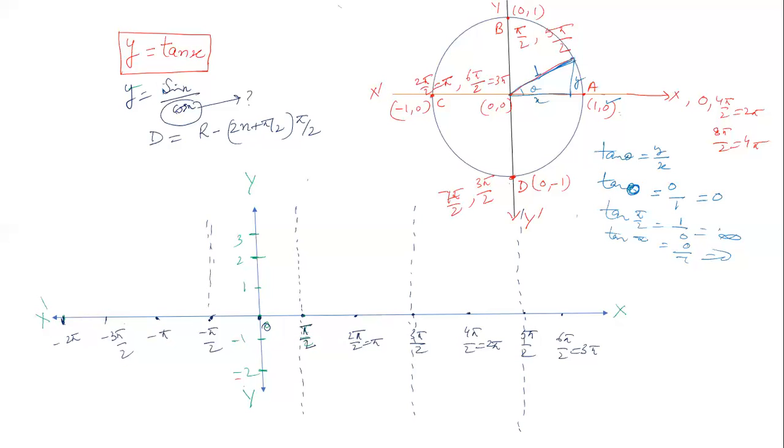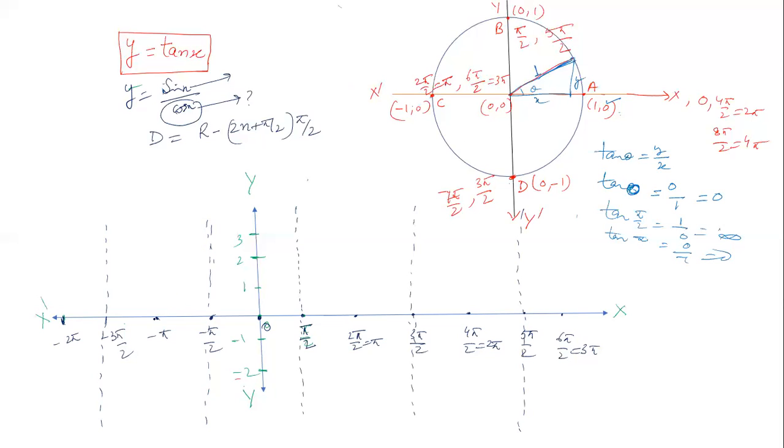A straight line must be there at minus pi by 2, minus 3 pi by 2, and so on. Also, we can check the values where it is 0. It will be 0 when sine is 0. Sine is 0 when x belongs to 0, pi, 2 pi, then 3 pi, and so on.